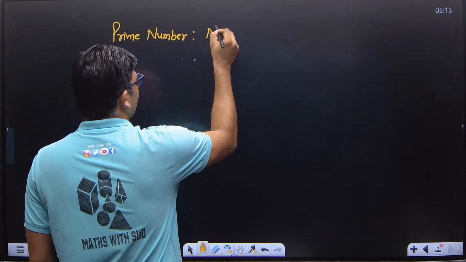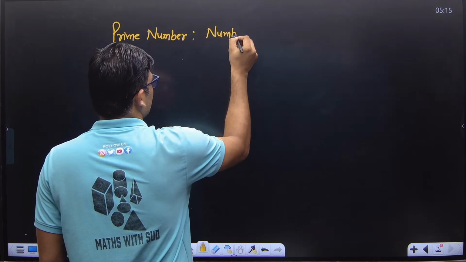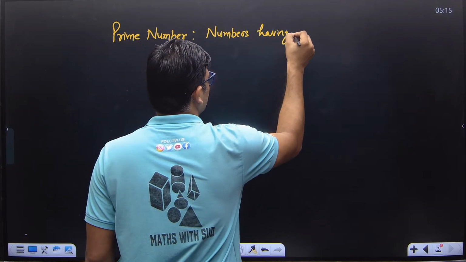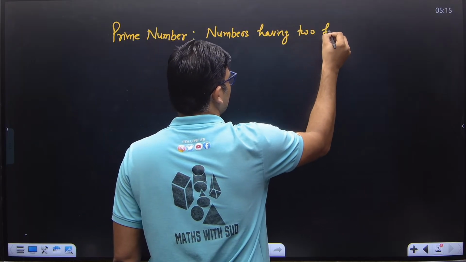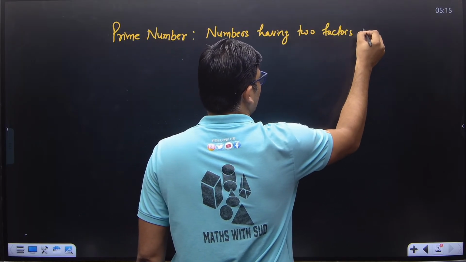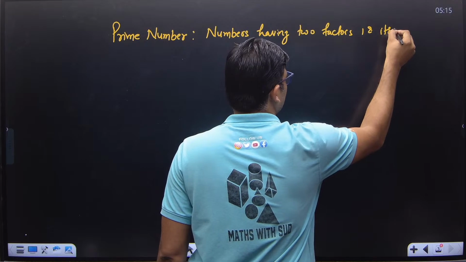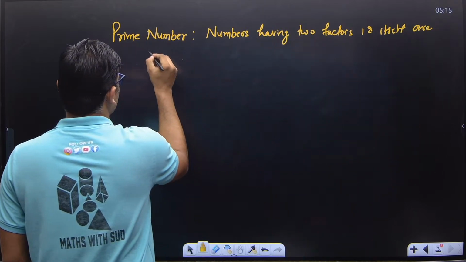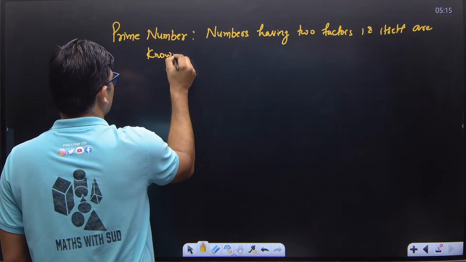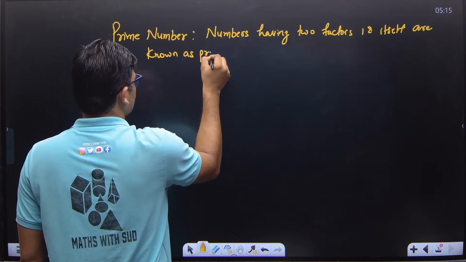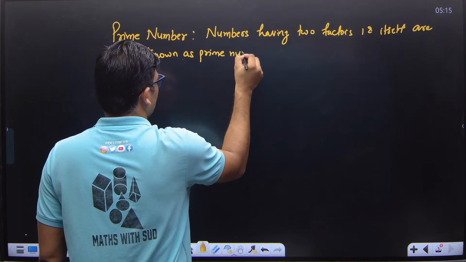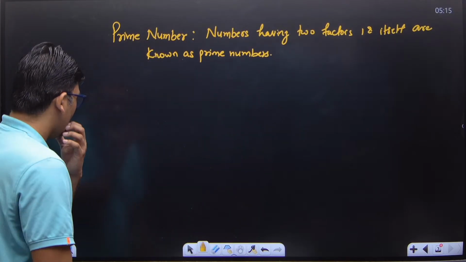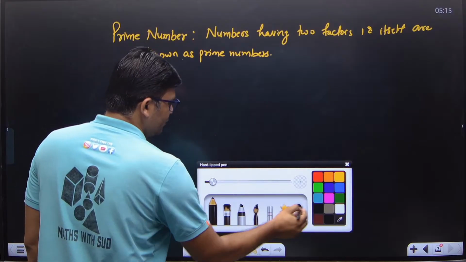Numbers having 2 factors, 1 and itself, are known as prime numbers. What are they known as? Prime numbers. Okay. Then there is one more definition for composite number.